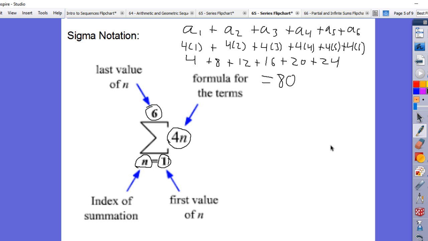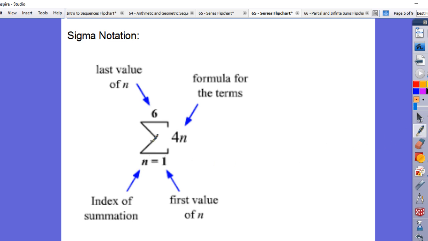All right. So now we're going to look at sigma notation. Sigma notation requires an index of summation, a first value of n, a last value of n, and the formula, your explicit formula in terms of n. So let's look at what this exactly means. This means you start at term 1, you end at term 6, you're adding all your terms together, and your explicit formula is 4n.